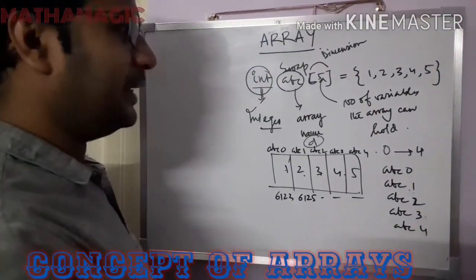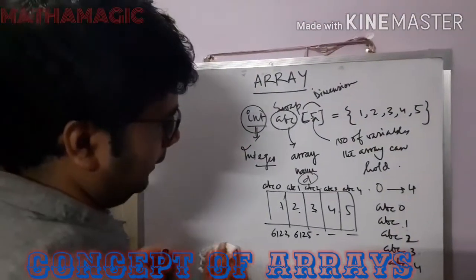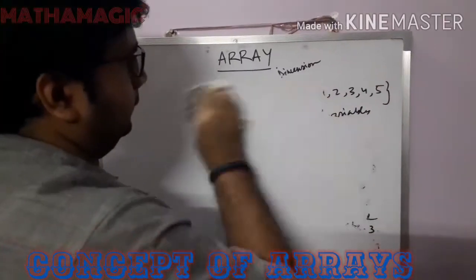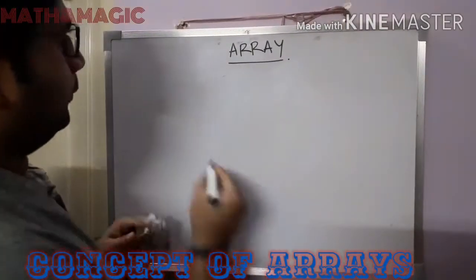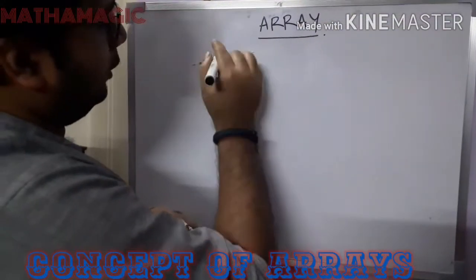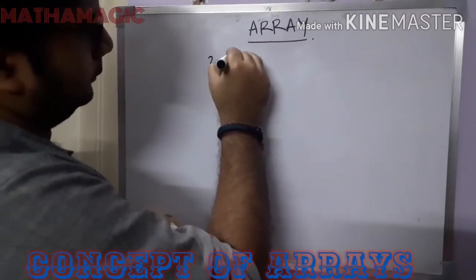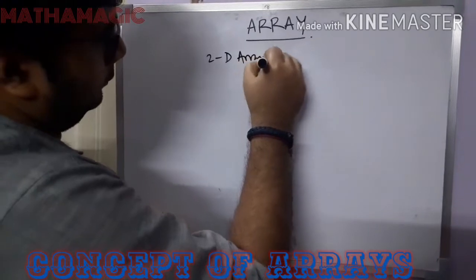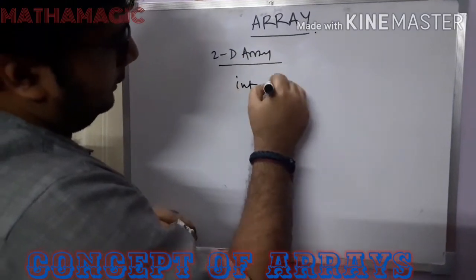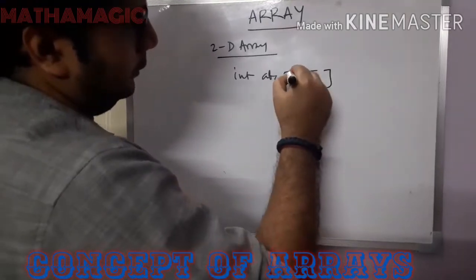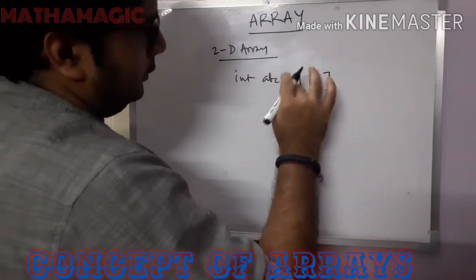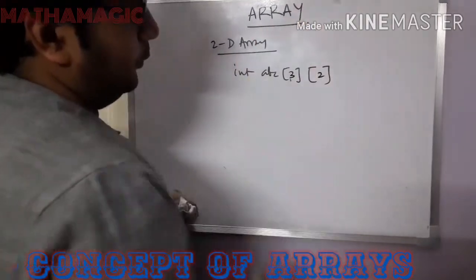Now we'll move to the second dimension of array. So the two-dimensional array, just write it like this: int abc, with two pairs of brackets. Let it be 3 and let it be 2.